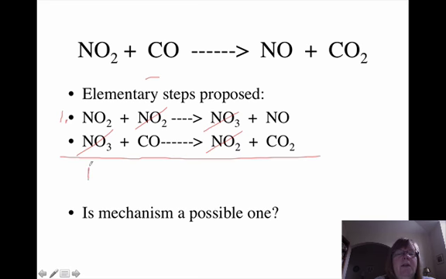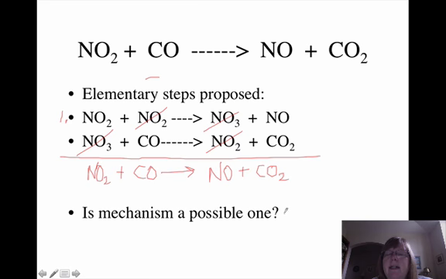So all of the reactants from these two reactions that are left are nitrogen dioxide plus carbon monoxide yields nitrogen monoxide and carbon dioxide. And this is the same reaction as was proposed up there. So this mechanism is a possible one. And why can we say yes? Because when we add the equations together, it gives us the overall balanced equation that was given.